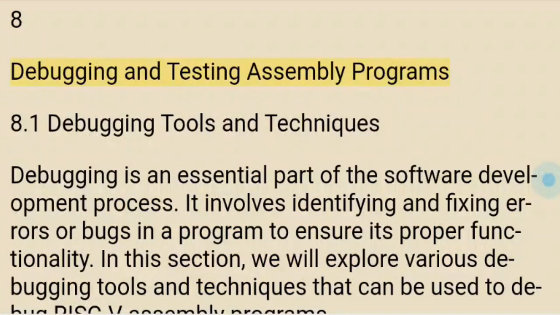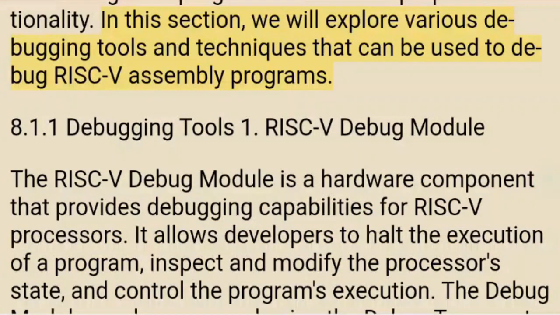8. Debugging and testing assembly programs. 8.1 Debugging tools and techniques. Debugging is an essential part of the software development process. It involves identifying and fixing errors or bugs in a program to ensure its proper functionality. In this section, we will explore various debugging tools and techniques that can be used to debug RISC-V assembly programs.